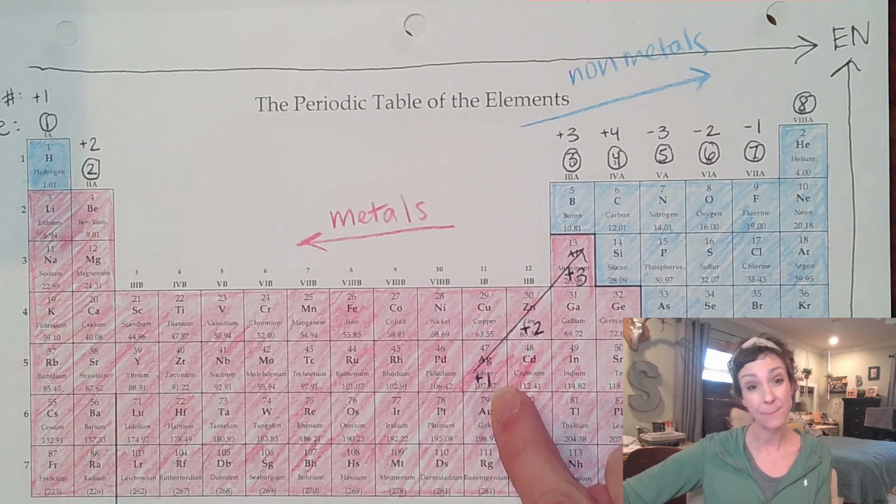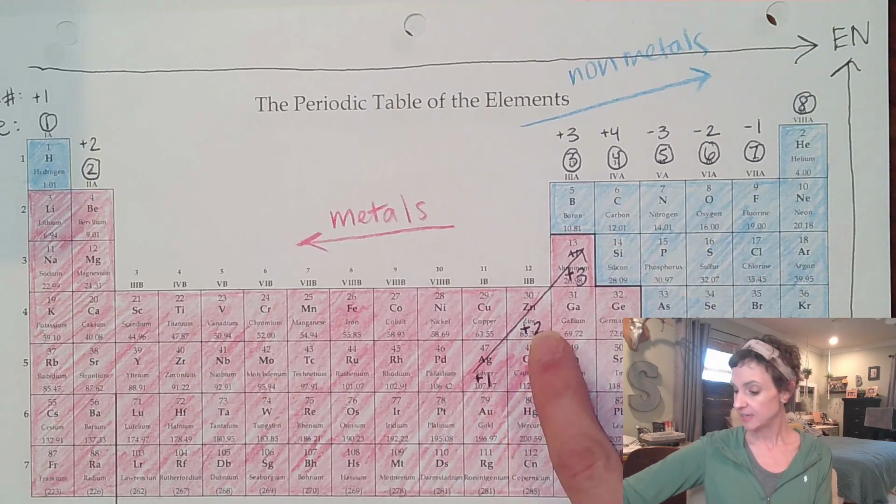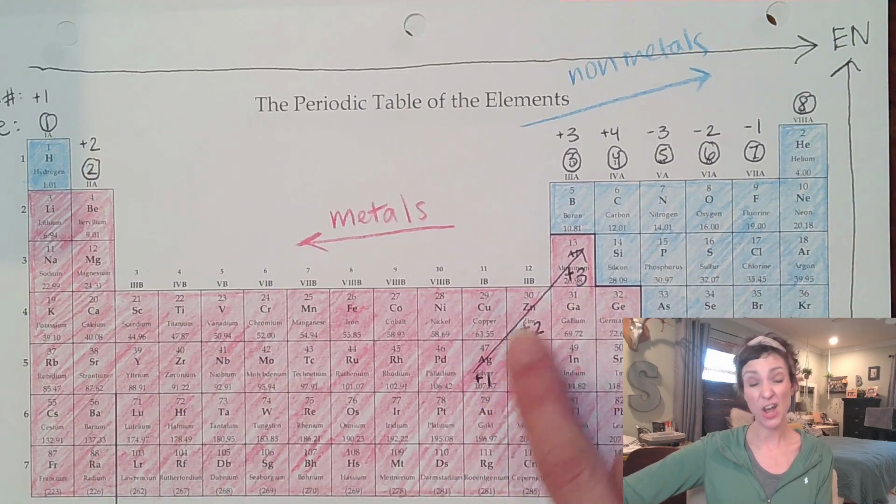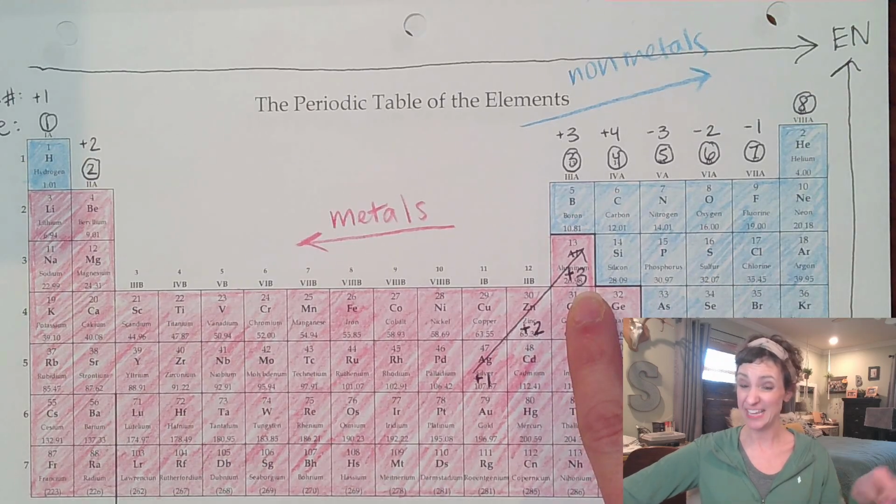Silver, I've written a +1. Zinc, I've written a +2. And then aluminum, I've written a +3. These are the oxidation numbers for these specific elements, okay?